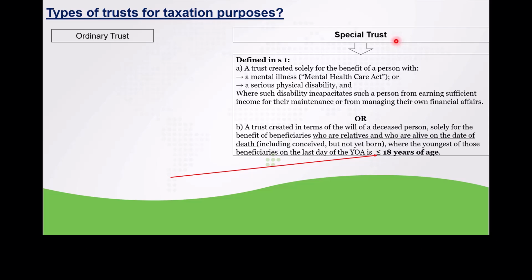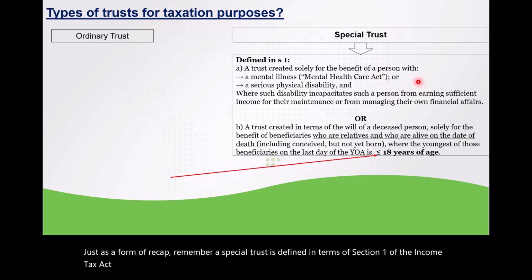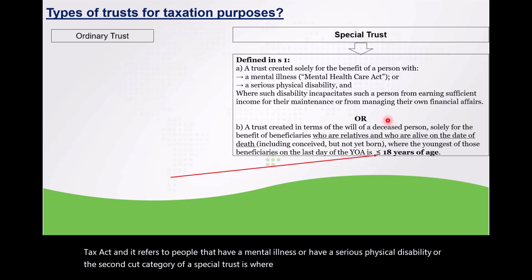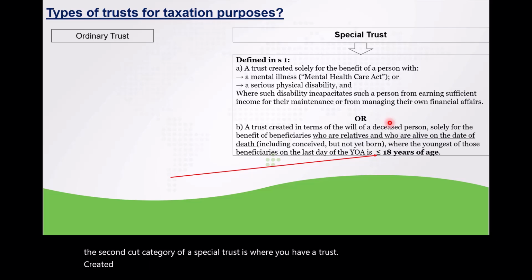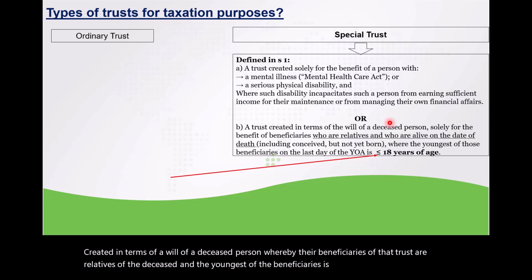Just as a recap, remember, a special trust is defined in terms of Section 1 of the Income Tax Act, and it refers to people that have a mental illness or a serious physical disability. Or the second category of a special trust is where you have a trust created in terms of the will of a deceased person, whereby the beneficiaries of that trust are relatives of the deceased, and the youngest of the beneficiaries is younger than 18 years. And then we had said that an ordinary trust is any trust that is not a special trust.